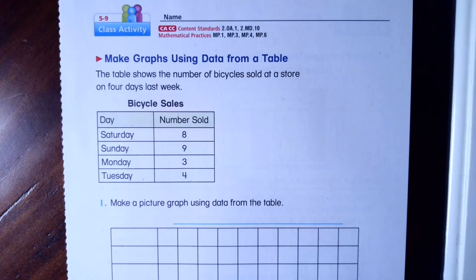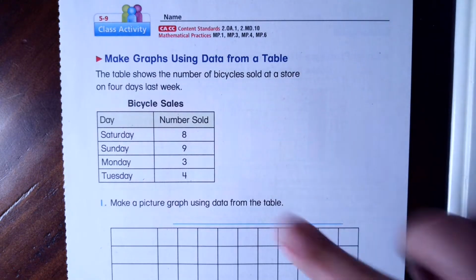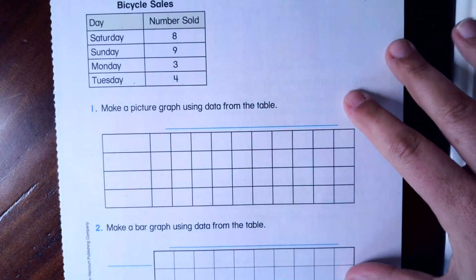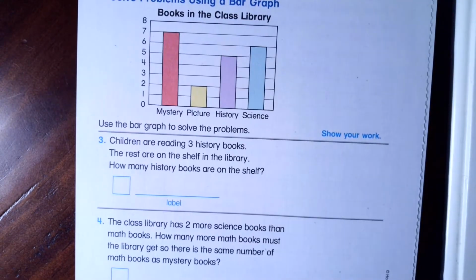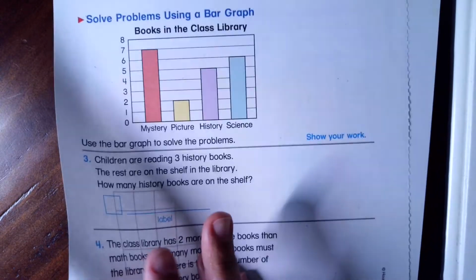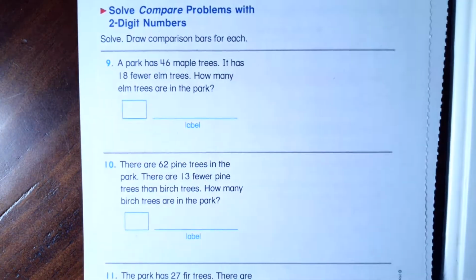This is Unit 5, Lesson 9. This is our last math lesson that we are going to be doing. We are going to do the same thing that we did yesterday by starting with some data, turning it into a picture graph, and then to a bar graph. So you need page 249. You also need pages 250, 251, where we will be answering some word problems about graphs. And then you need page 252, which has some comparison problems.